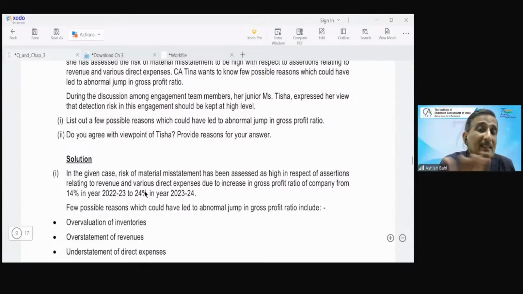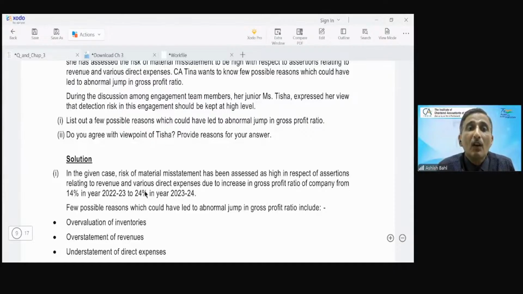So the possible reasons which could have led to an abnormal jump in gross profit ratio, and consequently Tisha's suspicion, are: there could be overstatement of revenues, there could be overvaluation of inventories leading to a high rise in gross profit ratio, and there could be understatement of direct expenses leading to overstatement of gross profit. This is the probability.